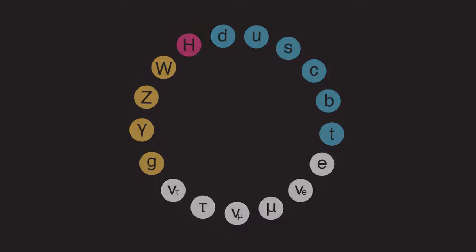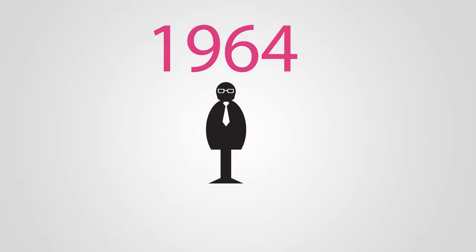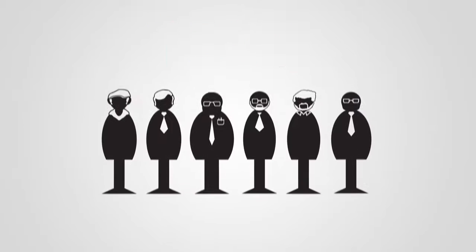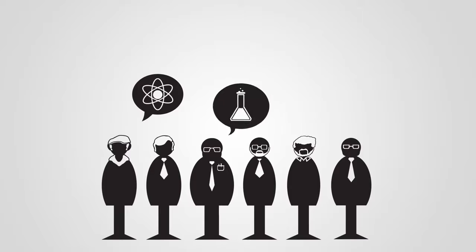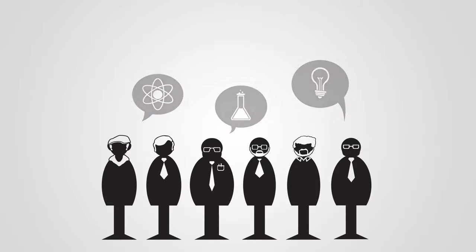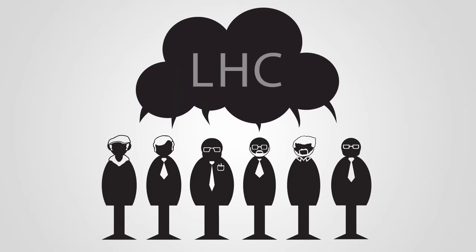Now, you might be wondering how in the world scientists were able to discover such a thing. In 1964, a group of scientists, including Peter Higgs, proposed the idea of a mechanism that would suggest the existence of the Higgs particle. This idea helped encourage the eventual design and creation of the world-famous Large Hadron Collider, or LHC. The LHC is an enormous ring-shaped machine located in Geneva, Switzerland.